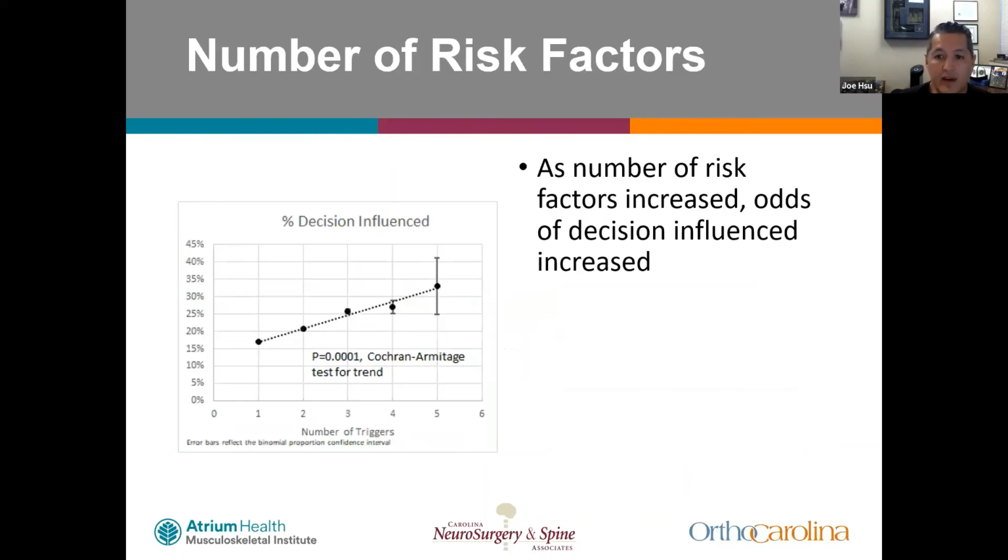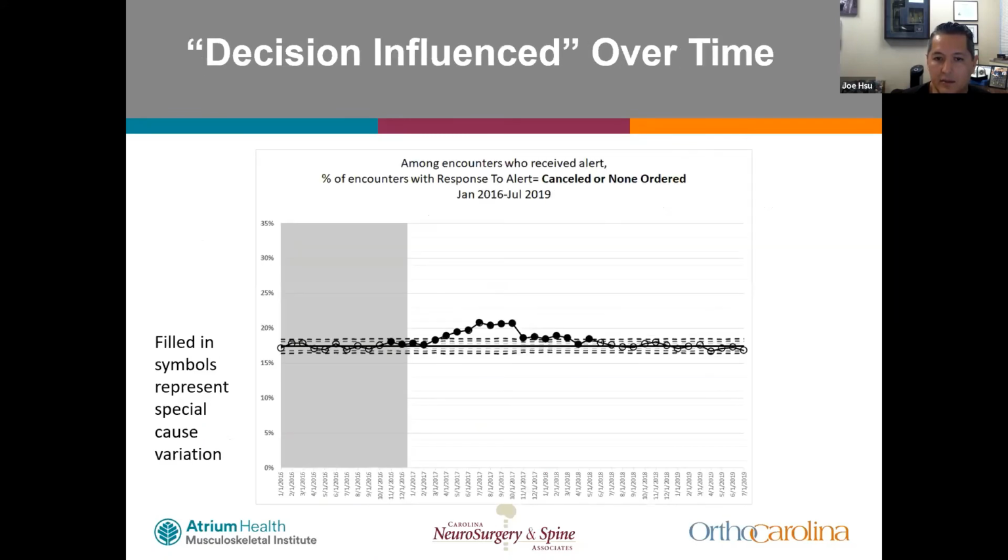As the number of risk factors increases, the likelihood of the decision being influenced increases, which actually makes sense. And so to me, when I look at these data, I say, look, that means that prescribers are reacting appropriately. They get information that the patient's high risk, and they're reacting appropriately. This is how the decisions were influenced over time, which was relatively stable.